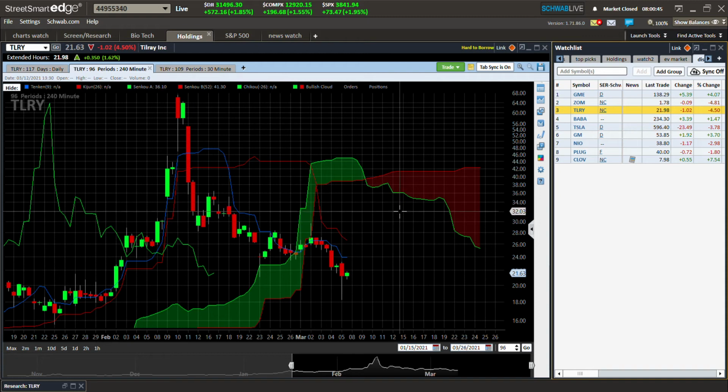But quite often, with a thick cloud like that, and this huge spike up, this is all a lot of resistance up in here. This thing jumped all the way up to what, $65, $66.